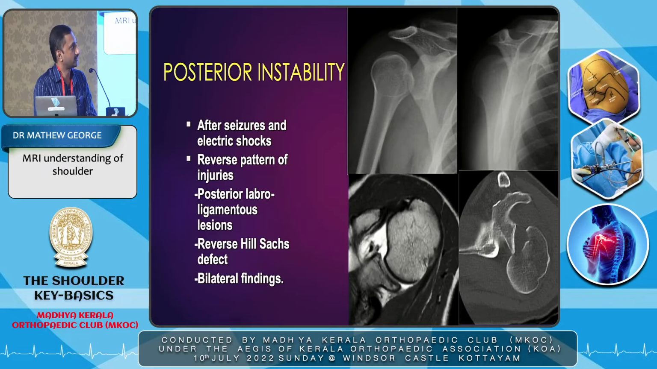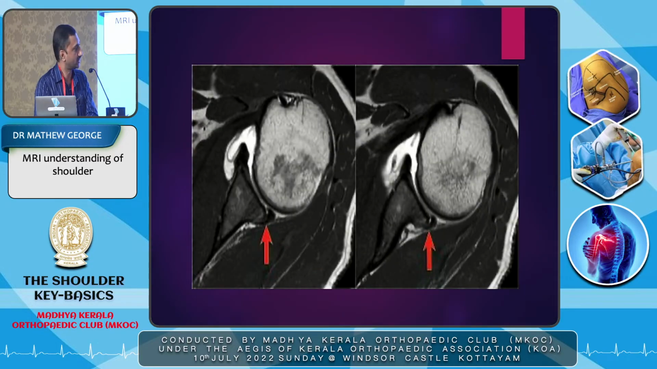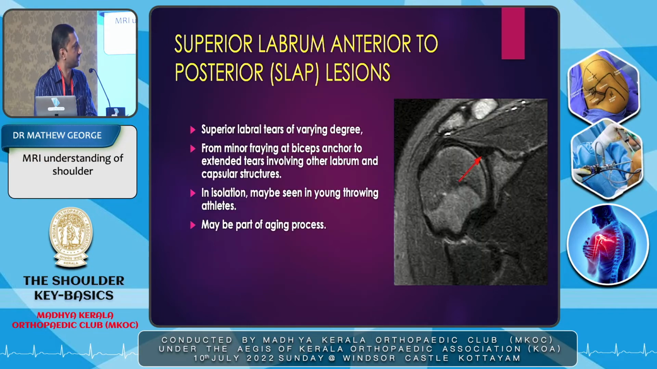Posterior instability: that's the normal, light bulb sign. And you get the reverse of the signs. So you get indentation on the anterior glenoid, and you get a posterior labral tear. So you can see fluid signal going into the triangular shape of the posterior inferior labrum. So that's a posterior labral tear.